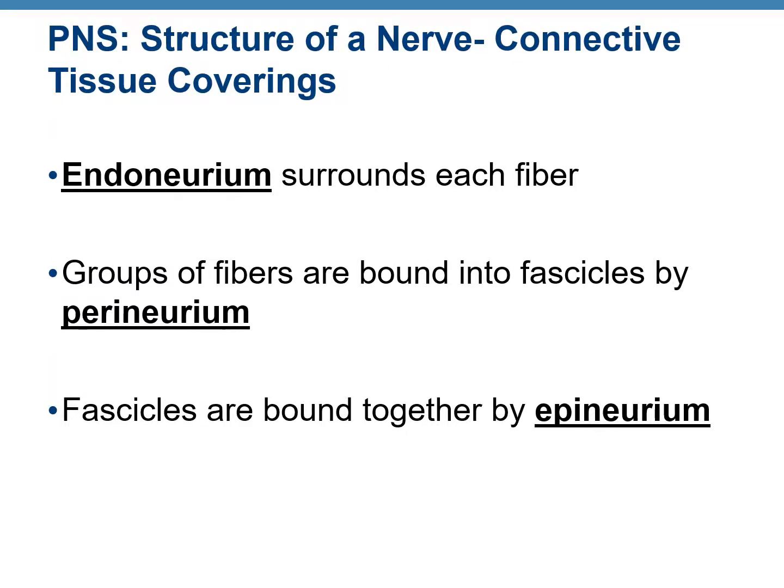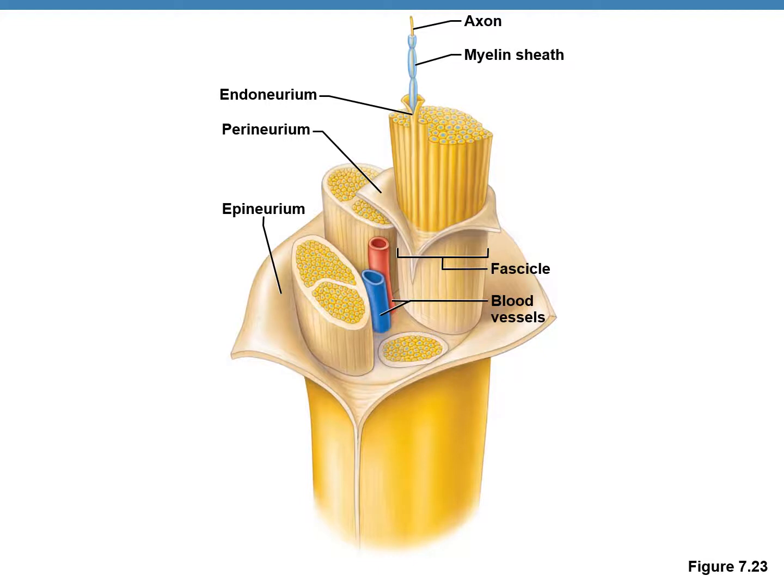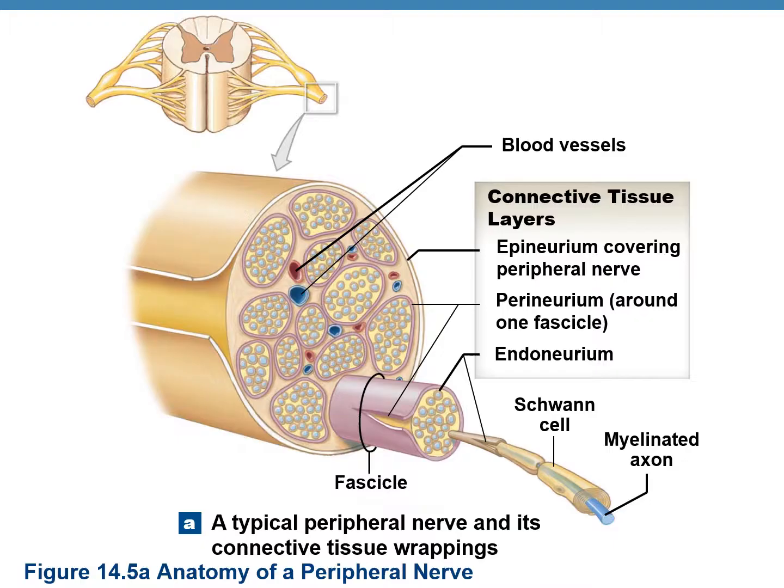There are three layers of coverings that nerves have. Each axon of a neuron, that's each fiber, is covered by the endoneurium. Then the groups of axons are bound into bundles or fascicles, and they are covered by the perineurium. Several fascicles are bound together by another covering called epineurium. This figure shows endo, peri, and epineurium. Another figure illustrating the connective tissue layers.